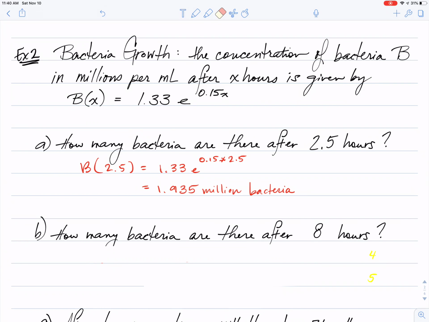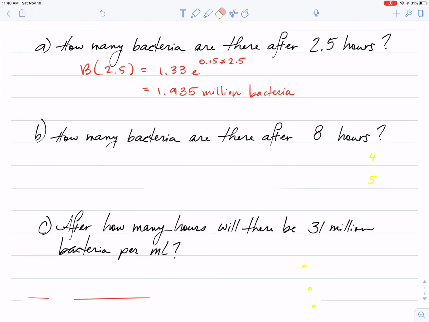Part B is almost an identical question, only instead of 2.5 hours, now we're dealing with 4 hours. So you'll want to plug the 4 in, and that's going to give you 4.416 million bacteria. Part C is different though.